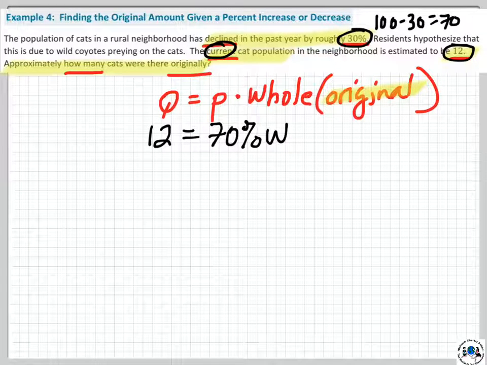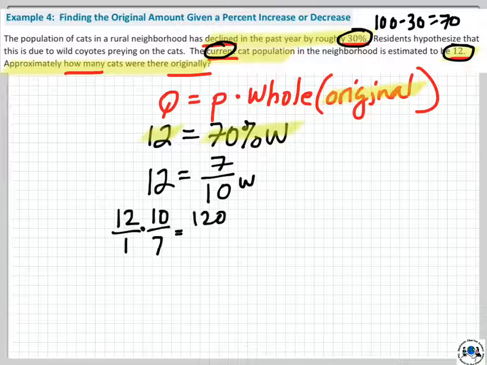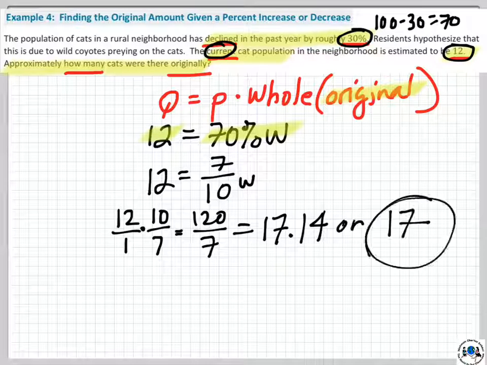Therefore, 12 current is going to be only equal to 70% of the whole, or the original number of cats. So then we change that 70% to 7 over 10, because that is a lot easier to work with, and you're going to have to decide sometimes what you would like to work with, fractions or decimals. I would really prefer, when you can, to work with fractions because you will see a lot of fractions in the future, and it's something to be very, very comfortable with.